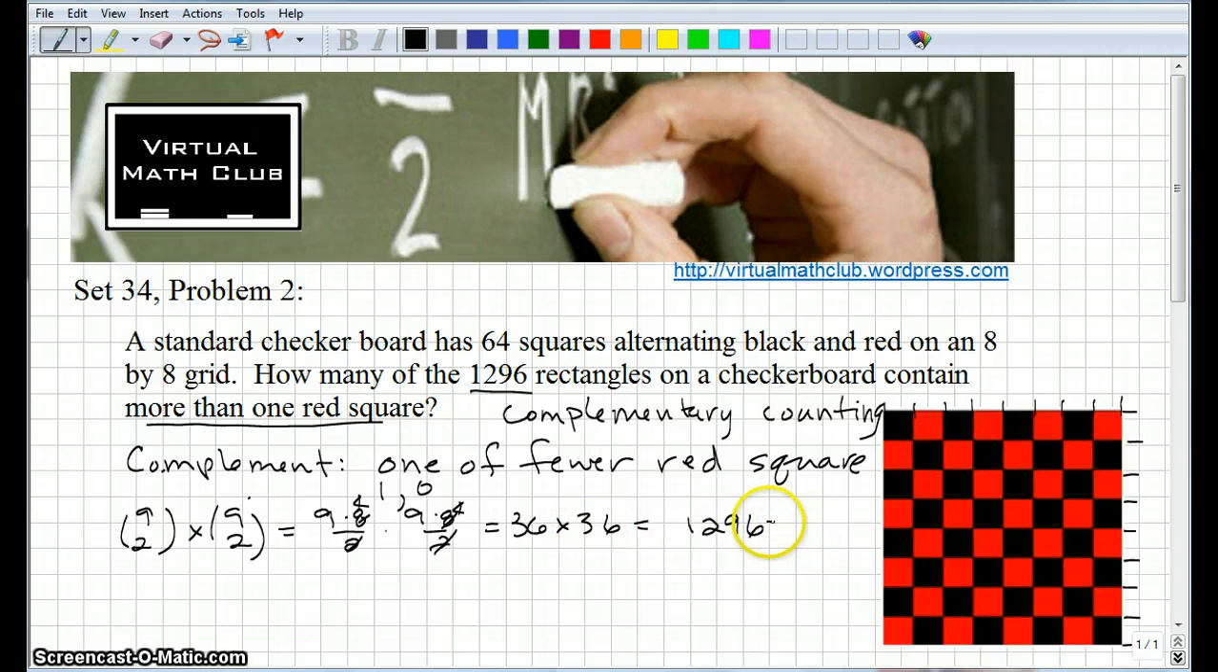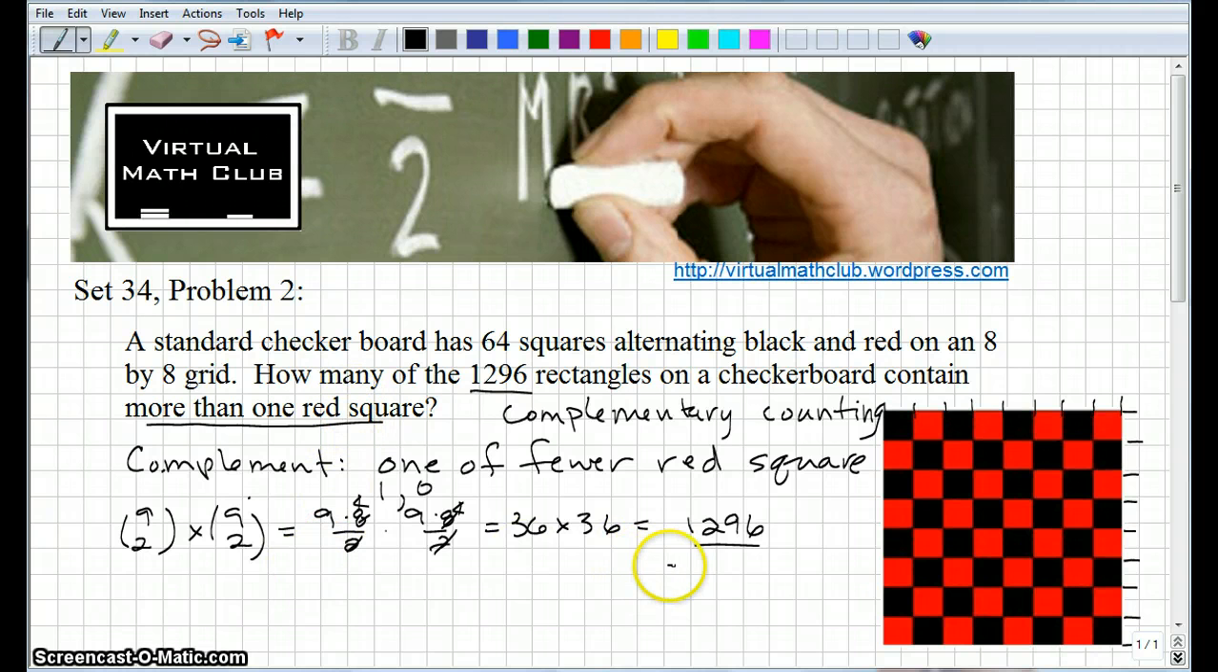That's the total number of rectangles that can be formed, from 1 by 1 rectangles, which is really a square but it's still a rectangle, to 2 by 1s, to 3 by 5s, all the way up to the big 8 by 8. So if we count the ones that have one or fewer red squares and subtract it from this, then we'll get what we're looking for, which is the ones that have more than one red square.